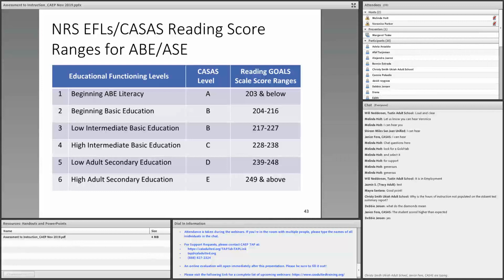For the ranges, I just threw this one in here to remind you that the reading goals scale score ranges have changed. So just wanted to alert you to that fact if you didn't already know that. They used to be a little lower, so they've been adjusted to the new goals series.